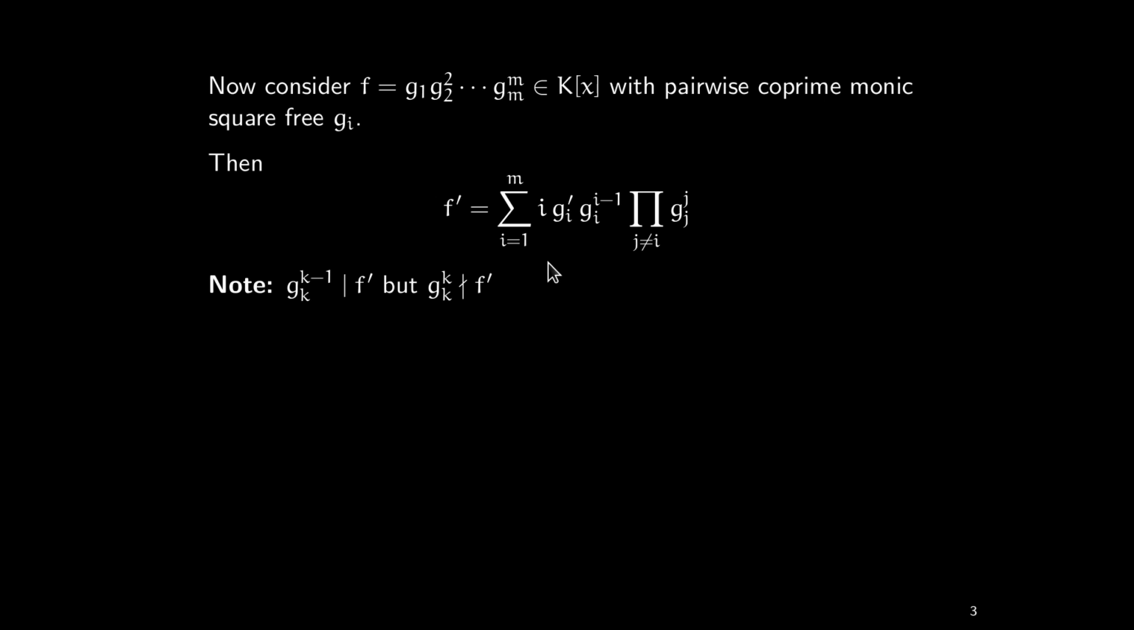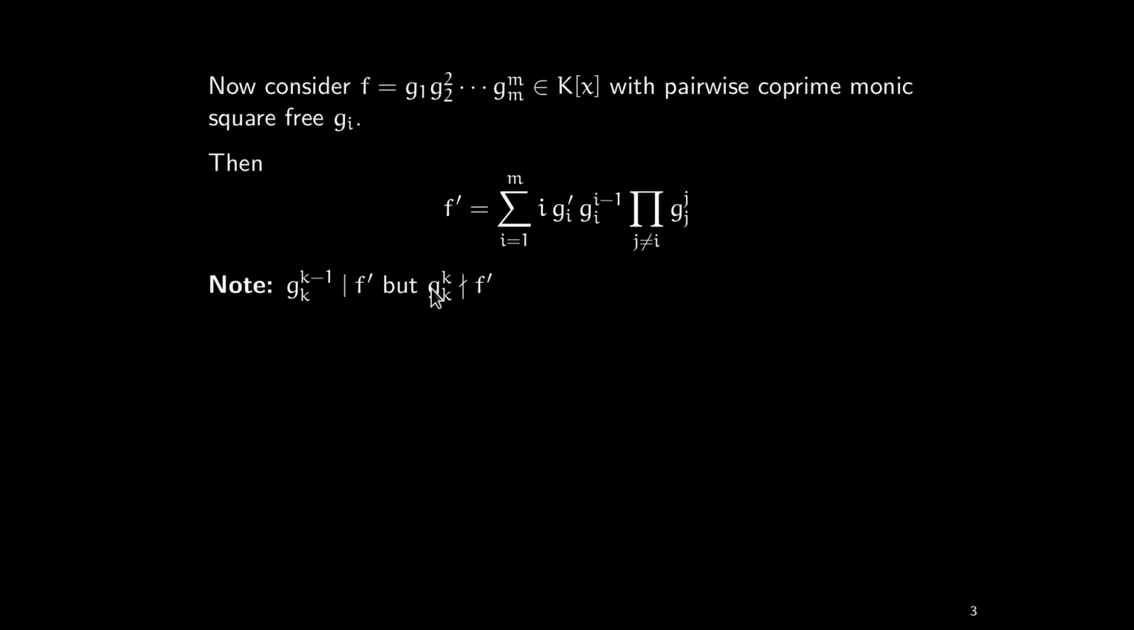Okay, so we see from this formula that for any k, the gk to the k minus 1 divides the f prime, because it's contained here if i is equal to k, and it's contained here if i is not equal to k, because then it's even the gk to the k explicitly written here. So the gk to the k minus 1 is part of each of these summands, and therefore it's part of the sum. However, the next higher power of gk is not part of the f prime, for the same reason for which we saw before that g prime and g are coprime when g is square-free.